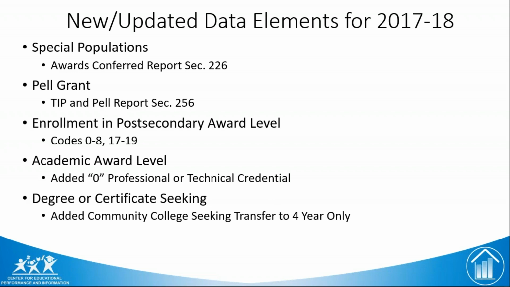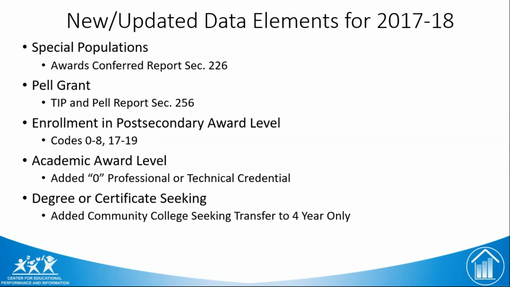And so instead we have enrollment and post-secondary award level, and that is where we're catching what the student's intent is for their degree. And we added a code 0 that is helping us to be able to see which ones are for those professional or technical credentials. We also added that same code to the academic award level so that we can identify those awards that are specifically related to the professional or technical credentials as well.